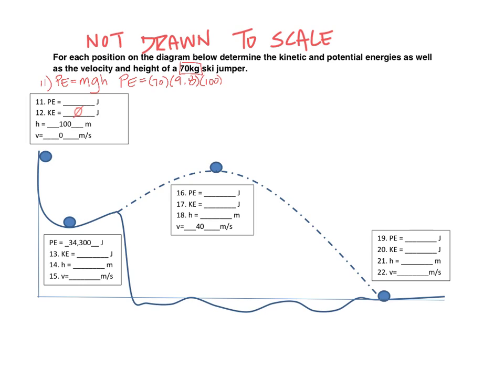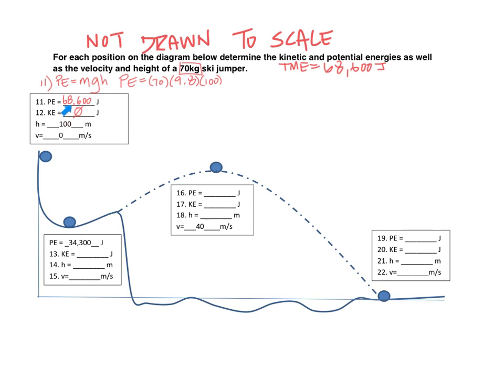So mass times gravity times height, 70 times 9.8 times 100 gives me a value of 68,600 joules. So all the energy that this ball has is in the form of potential energy, and it totals 68,600 joules. So the total mechanical energy is 68,600 joules. So if you want to add that, total mechanical energy is 68,600 joules. So what does that mean?